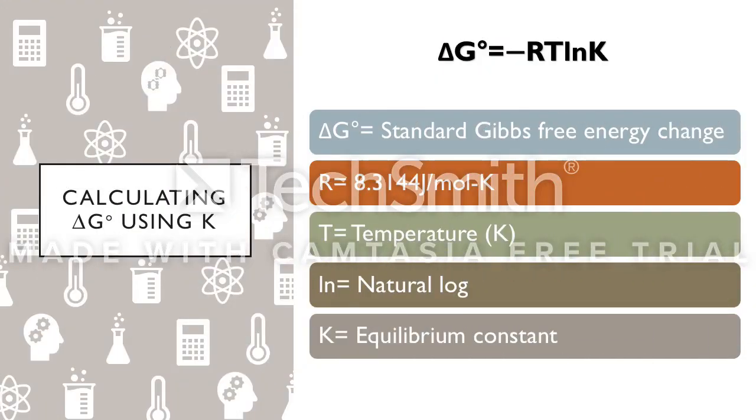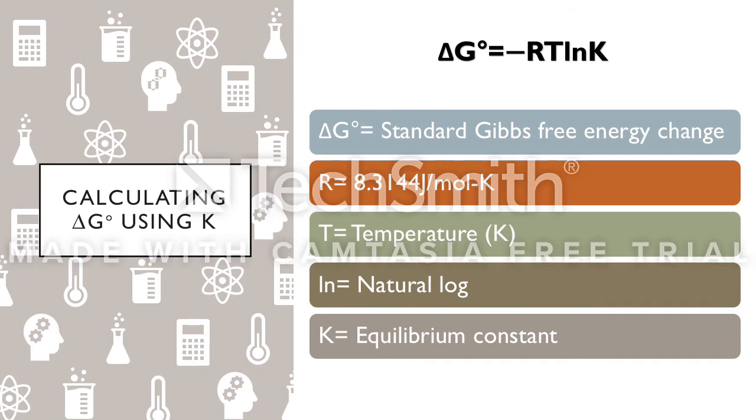Now that we have gone over how to calculate Gibbs free energy using entropy and enthalpy, we will discuss how to calculate Gibbs free energy using the equilibrium constant K. This is also known as calculating standard free energy changes. This occurs when all components of the system are in their standard states.